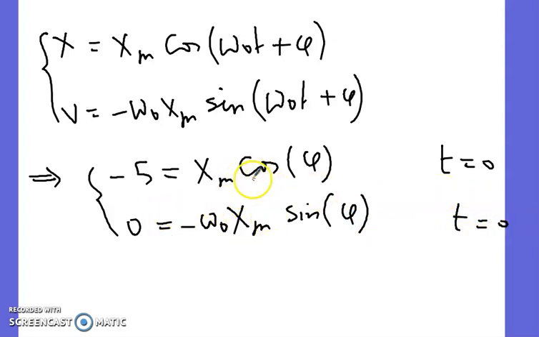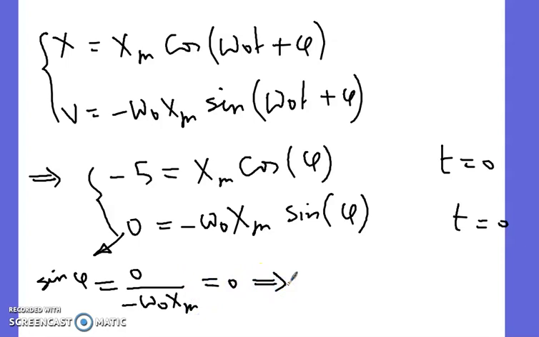Now let's solve this system of equations, which contains two unknowns, xm and phi. It's very easy to solve the second equation. Sine phi is equal to 0 over minus omega 0 xm, equal to 0. So you get sine phi equal to 0, but under what angles is sine 0? Phi equal to 0 or phi equal 180 degrees, meaning pi radian. So you want to know which one is true. You have to replace in equation 1.